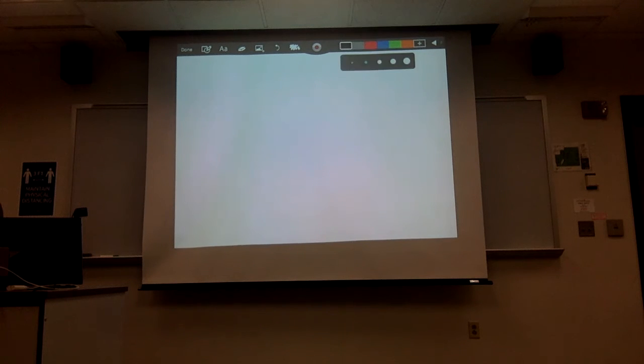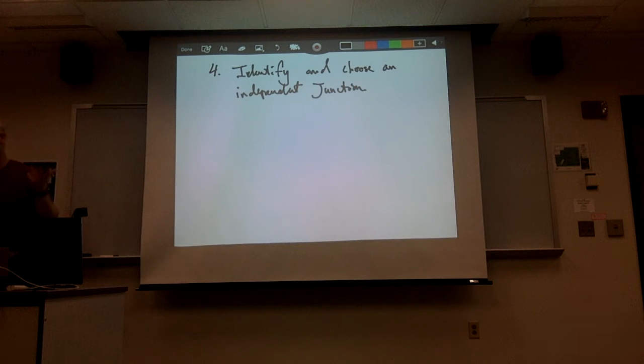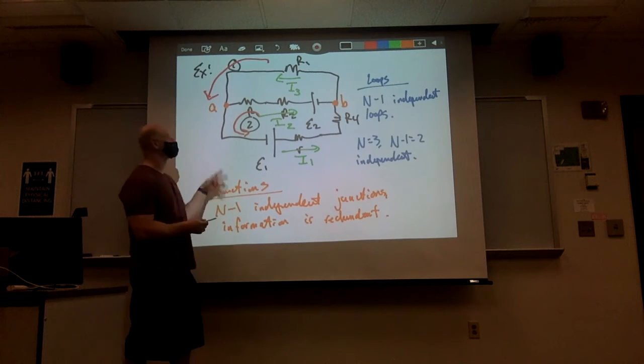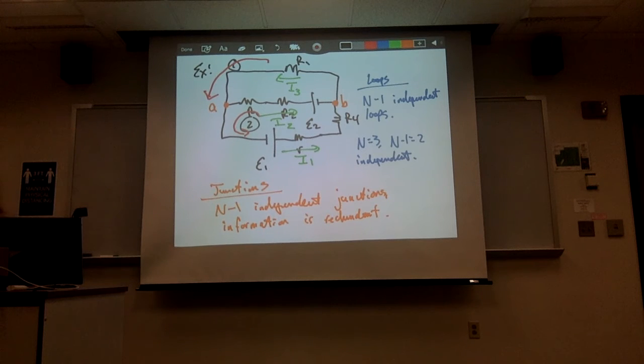Step number 4 then is we're going to identify and choose an independent junction. So in this case, since we only have 2 junctions, we're going to choose which junction we're going to use. Again, since we have redundant information, it doesn't matter which one we choose, it gives us the same expression. But let's go ahead and choose one of them.